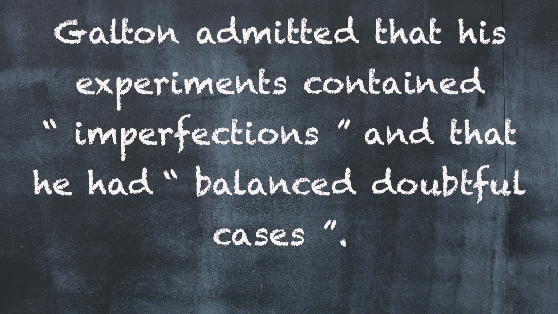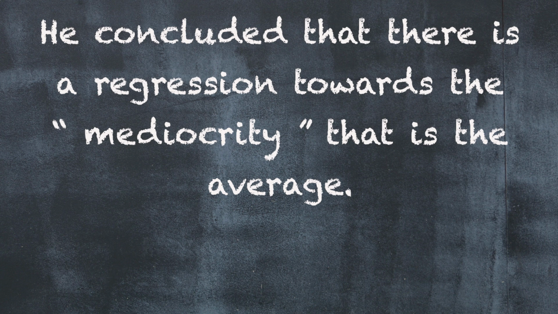Be that as it may, he extrapolated the conclusions to human traits, which he had measured over 2 generations. He concluded that there is a regression towards the mediocrity that is the average, namely that parents of great stature or intelligence have on average children of smaller stature and less intelligence, etc.